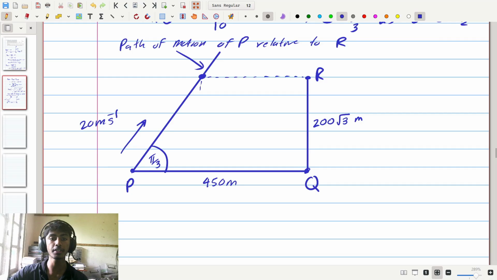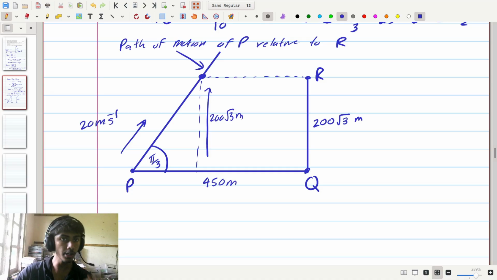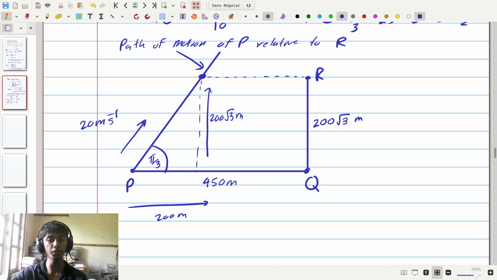Now at this point, our boat P has moved vertically upward by a distance of 200 root 3 meters as we discussed, but horizontally it has moved a distance of 200 meters. So this distance here is 200 meters. Now according to that, we can also see, since the total distances here are rectilinear, if the total distance here is 450 meters and this distance is 200 meters, then this distance here must be equal to 450 minus 200 or 250 meters.